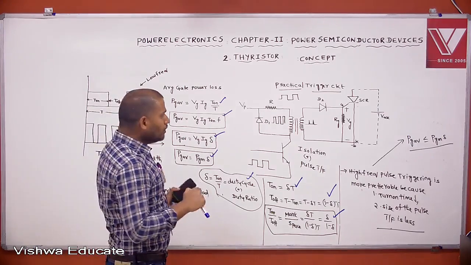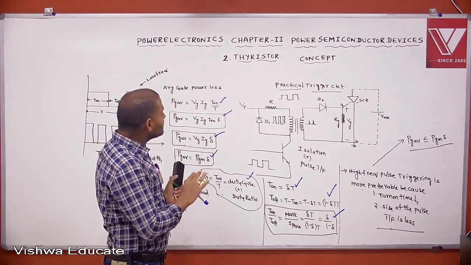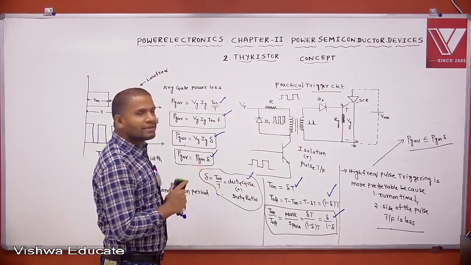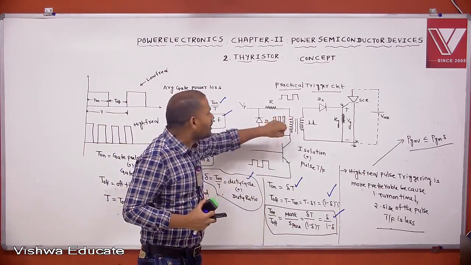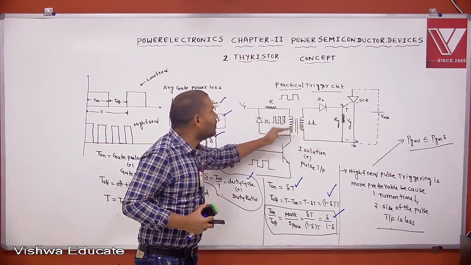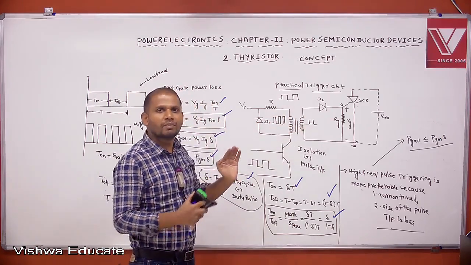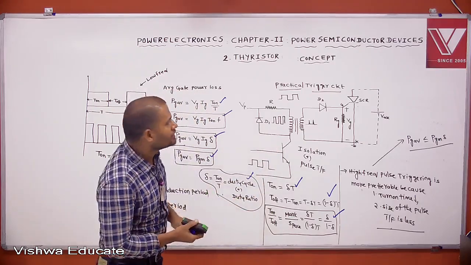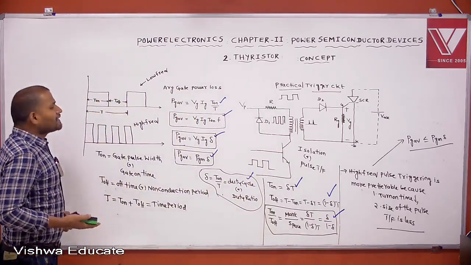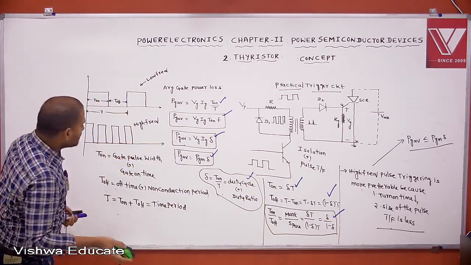Now, in this gate characteristics itself, I want to explain and write one or two points with respect to the pulse transformer. Some points I want to discuss with respect to the pulse transformer. You will see what the purpose of using a pulse transformer is.